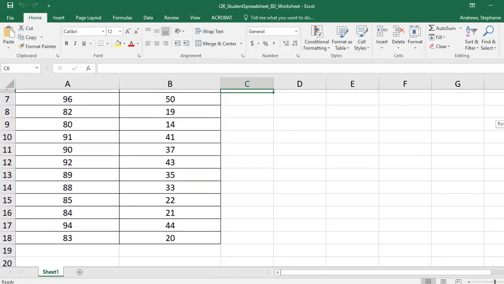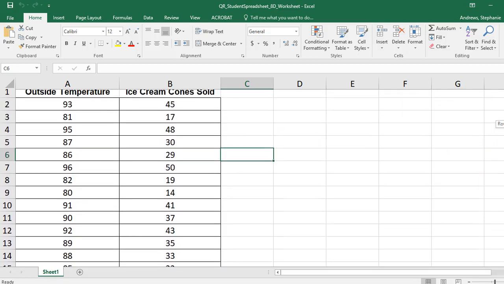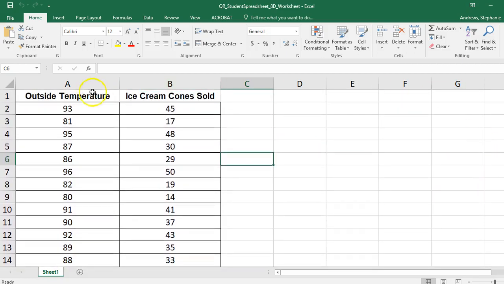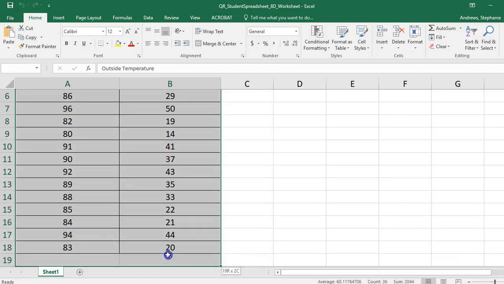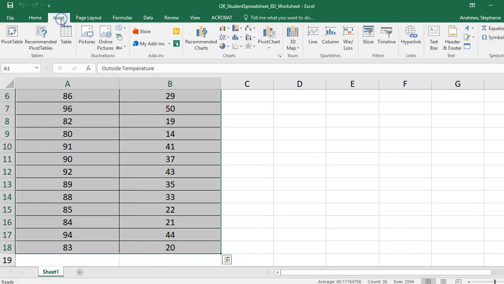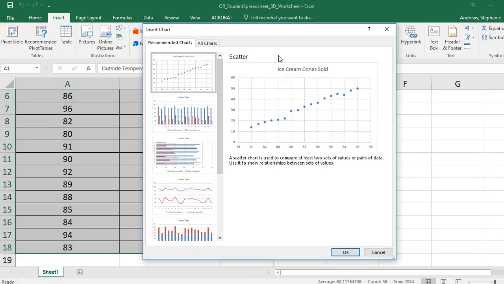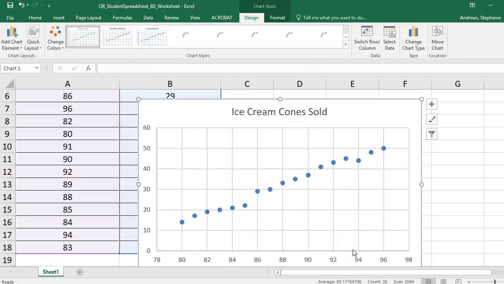So looking at our data, they're asking us to create a scatter plot. So I'm going to grab both columns and the data points in each column, and I'm going to go up to Insert. I'll go to Charts, and it'll give us some recommended charts, but very likely it's intuitive, and it's going to pick a scatter plot for us to look at.